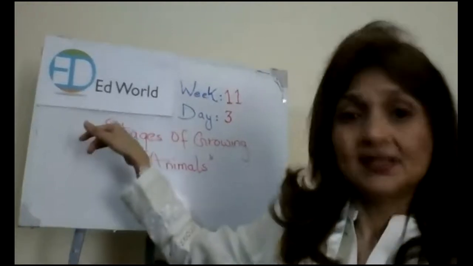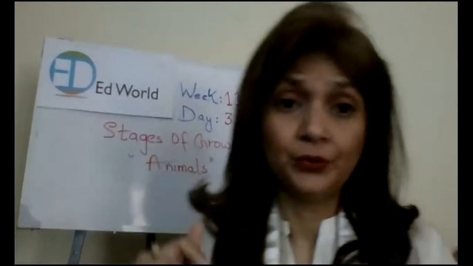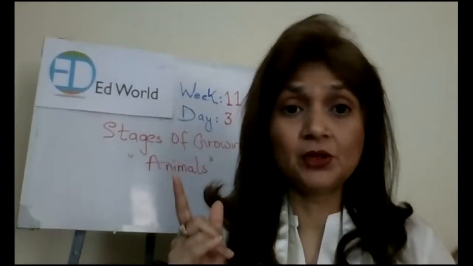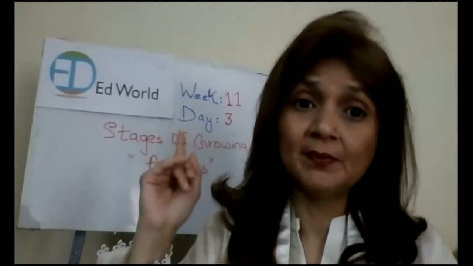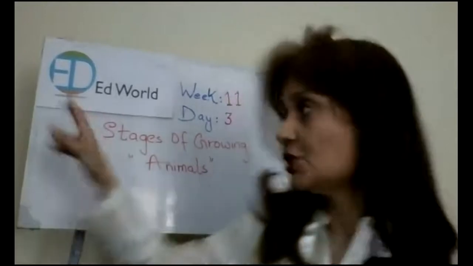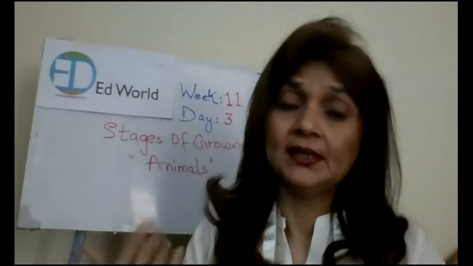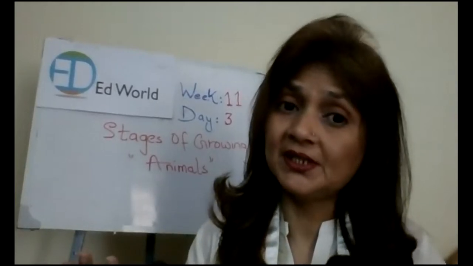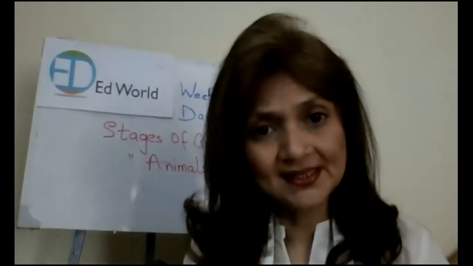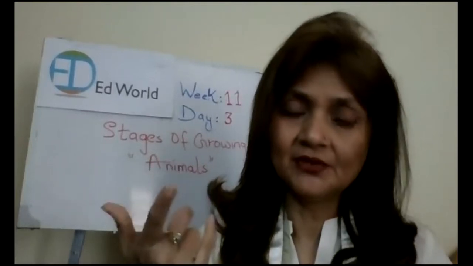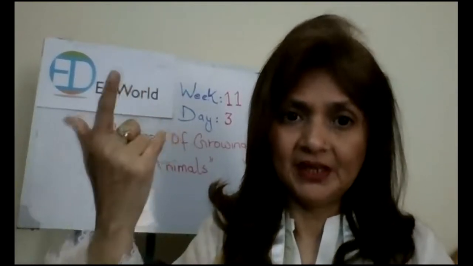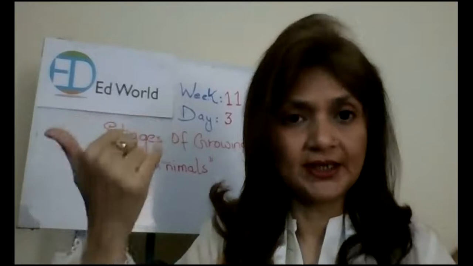Yes, we did stages of growing. And what were the stages of growing? The stages were about humans. We did the stages of growing of humans, right? And how many different stages are there? There are 7 stages, starting from a baby, then a child, and so on and so forth, right?